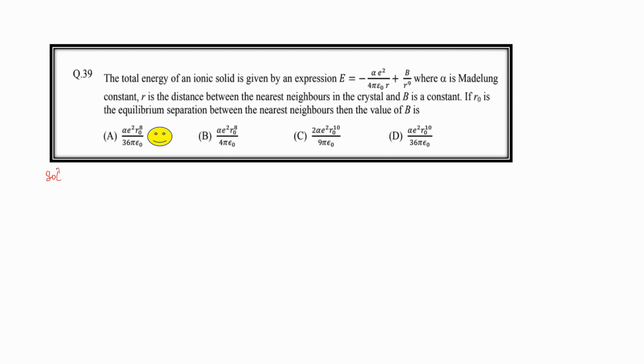So this question, I'm reading the question first. Here, the total energy of an ionic solid. Suppose you have an NaCl crystal, right? This is ionic. Na is positive, Cl is negative. So the total energy of an ionic solid is given by an expression. So energy is given by this expression, where alpha is the Madelung constant. The Madelung constant is just a characteristic of a crystal. Okay, it is used to find out the potential.